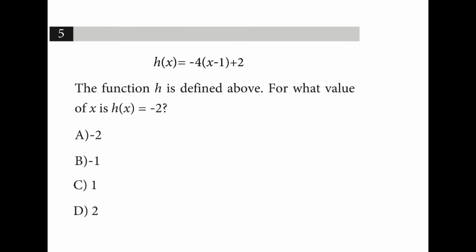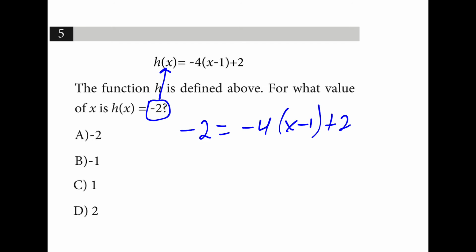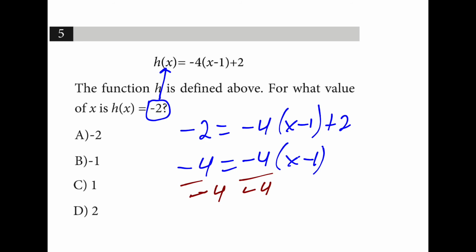When they say for what value of x is h of x equal to negative 2, they're saying plug in negative 2 over here and solve for x. So negative 2 is equal to negative 4 times x minus 1 plus 2. If I subtract 2 from both sides, I get this. Now I would probably divide by negative 4 here on both sides. And this would give me that 1 is equal to x minus 1. Add 1 to both sides, and the answer is 2.